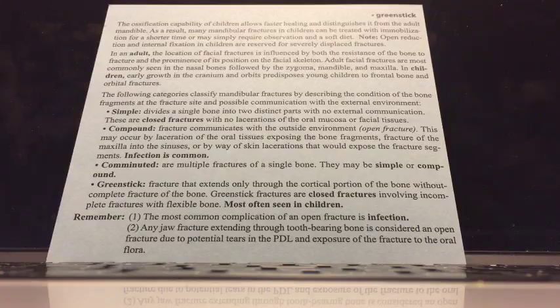This may occur by laceration of the oral tissue exposed to bone fragments, fracture of the maxilla into the sinuses, or by way of skin laceration that would expose the fracture segments. Infection is common. Comminuted are multiple fractures of a single bone. They may be simple or compound. Green stick fractures extend only through the cortical portion of the bone without complete fracture of the bone. Green stick fractures are closed fractures involving incomplete fractures with flexible bone, most often seen in children. Remember, the most common complication of an open fracture is infection.